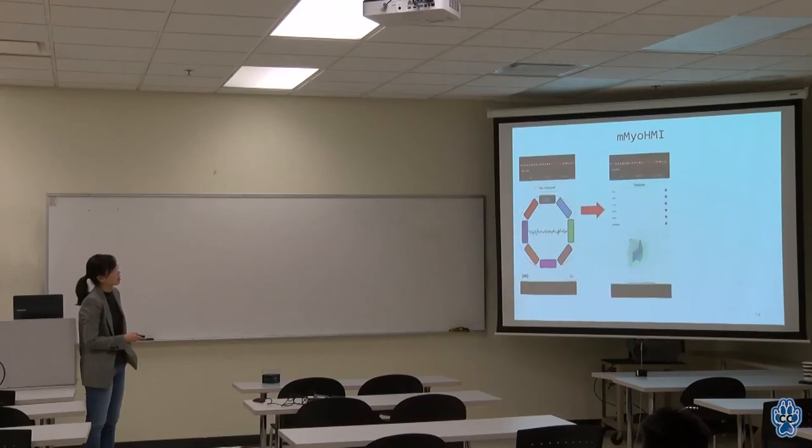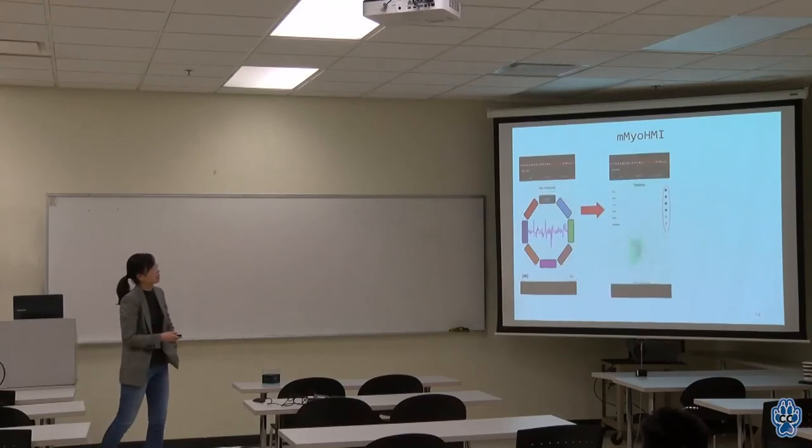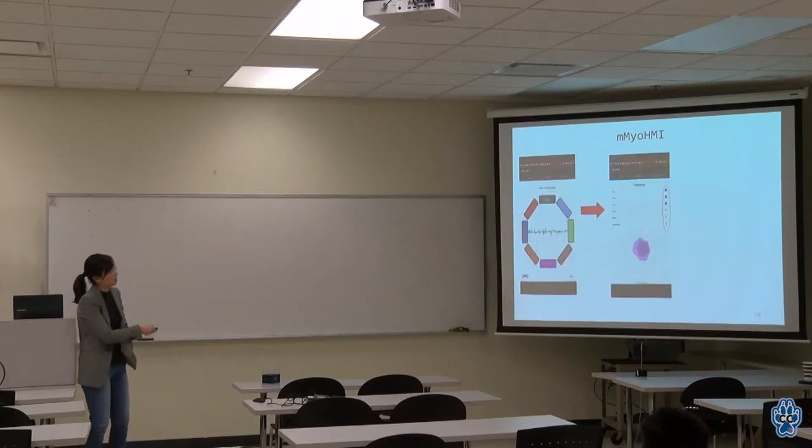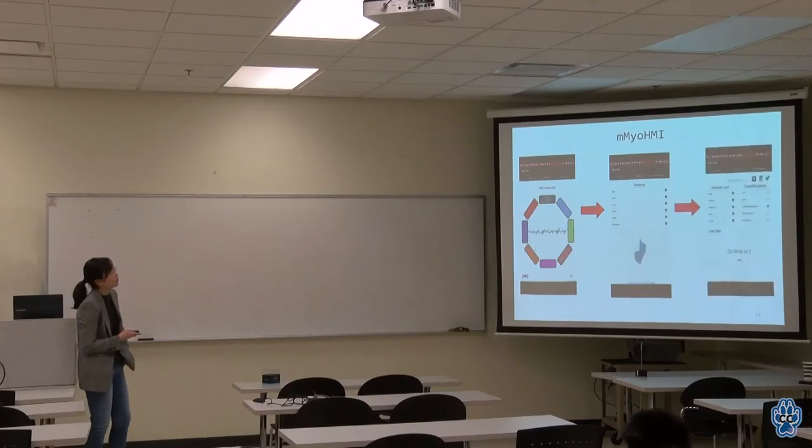And this is the feature extraction tab. Here we use a pie chart to show the features that are calculated from each of these EMG channels. And then we have a classification tab to do the pattern classification. The user can easily select the pattern recognition algorithm and then do the training and testing.